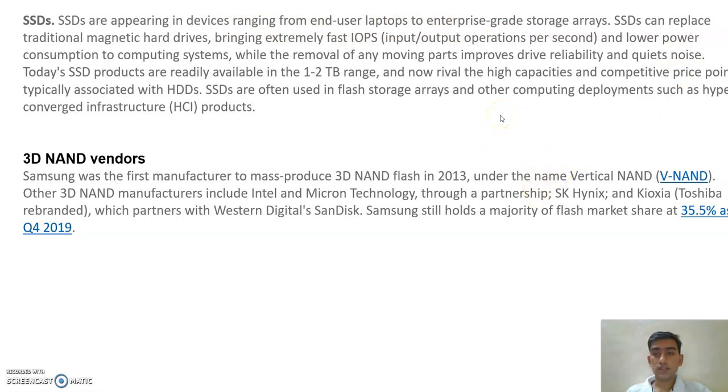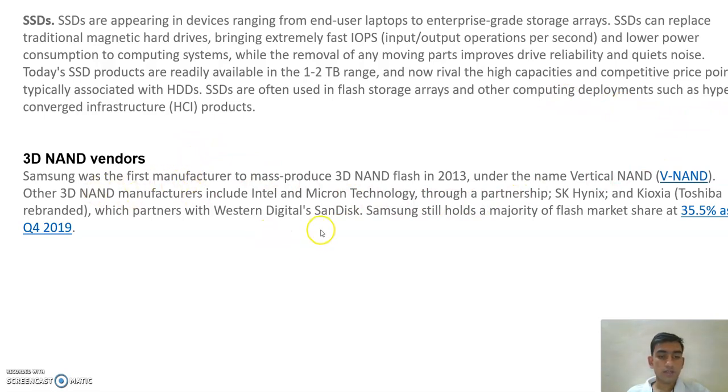enterprise-grade storage arrays. SSDs can replace traditional magnetic hard drives, bringing extremely fast IOPS, input output operations per second, and lower power consumption to computing systems, while the removal of any moving parts improves drive reliability and quiets noise. Today's SSD products are readily available in the 1 to 2 TB range and now rival the high capacity and competitive price point typically associated with HDDs. SSDs are often used in flash storage arrays and other computing deployments such as hyper-converged infrastructure products.